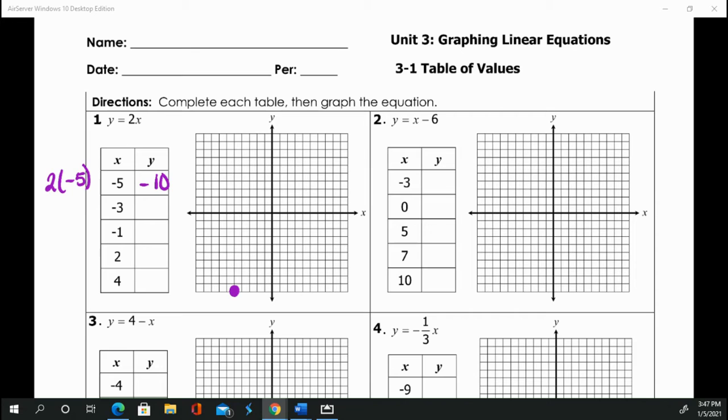Next up, x equals -3. We get -6 for our y value. X equals -1. Y equals -2. So we're going to plot the point at -1 and -2. X equals 2. So y equals 4.